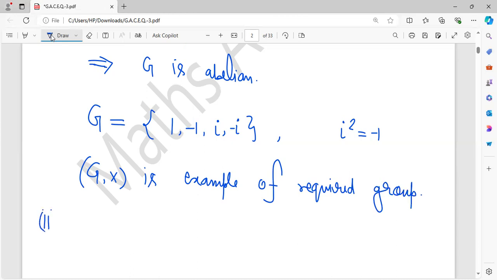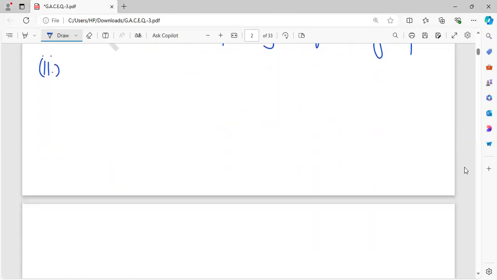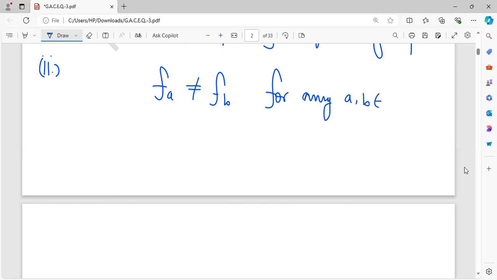Now, second one. So we have to find an example of a group in which corresponding to any two distinct elements, the inner automorphisms are distinct. So it means we have to show this relation: f_a is not equal to f_b for any a, b belongs to G, a not equal to b. Okay.